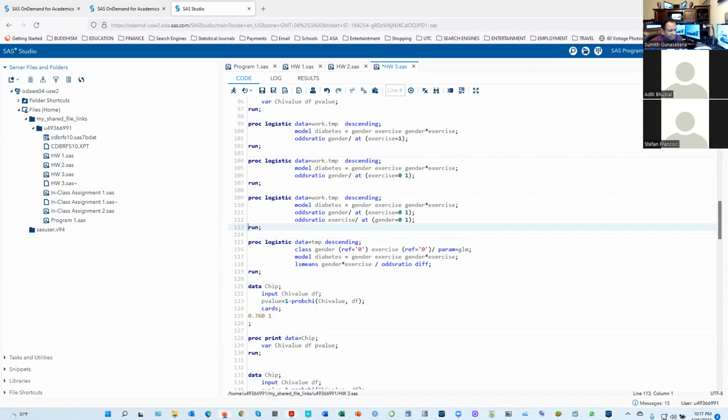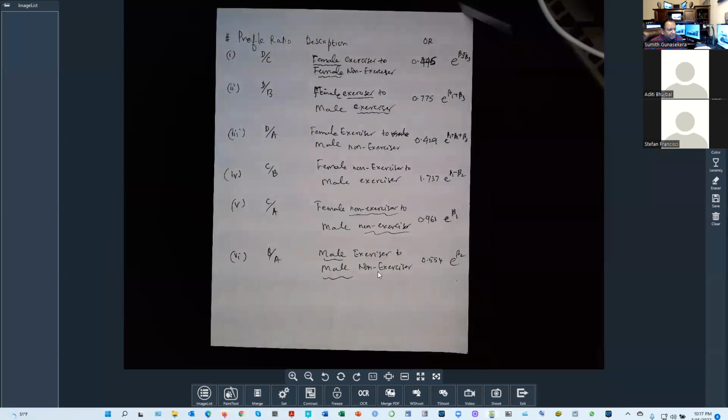I want you to try that one. These two, I'm sorry, these two. This one and this one. We got this, female to female exerciser, female to non-exerciser exerciser. This other way around. Okay. These two. Check for that.